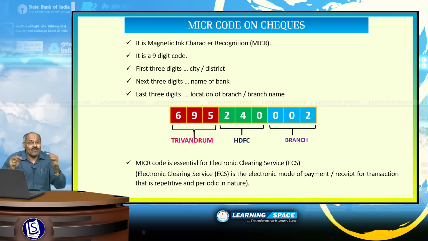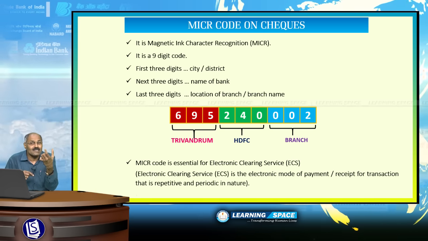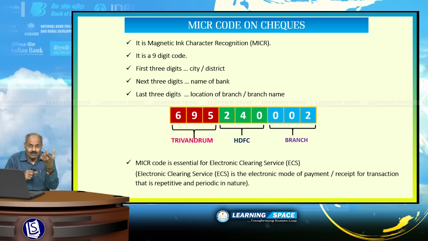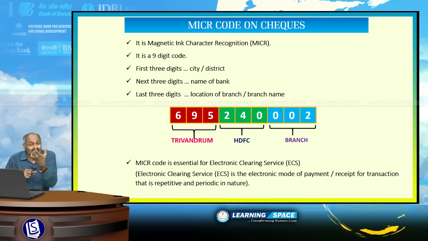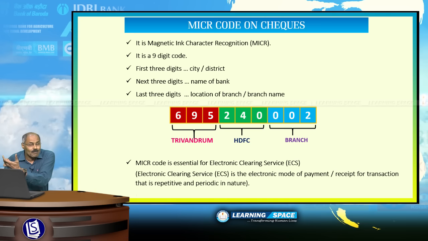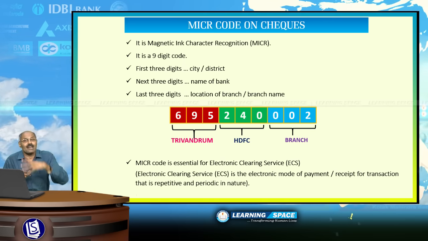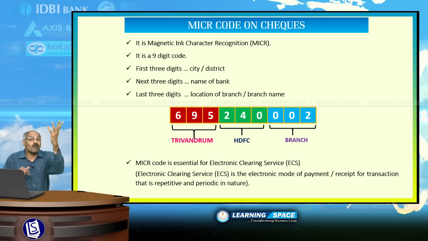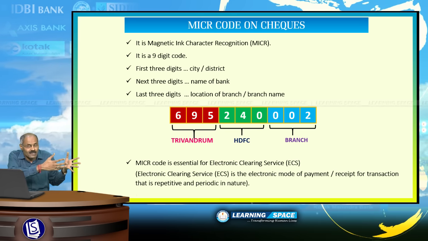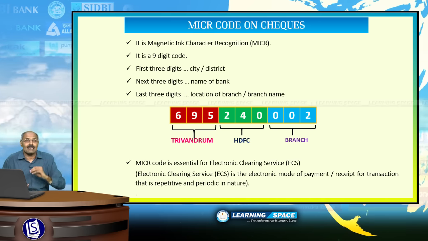MICR will have only 9 digits. The first 3 digits represent city or district. If you take Trivandrum, it is 695. Normally the PIN code will be there for the first 3 digits. Trivandrum 695. The next 3 digits represent the name of the bank and the last 3 digits represent the branch. And the MICR code is a must for check transactions and IFSC is a must for NEFT and RTGS transactions. Please don't forget. And MICR is magnetic ink character recognition.